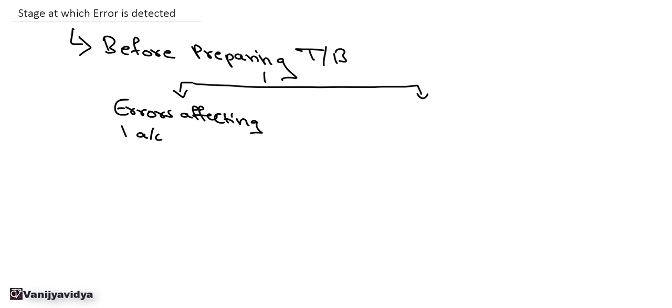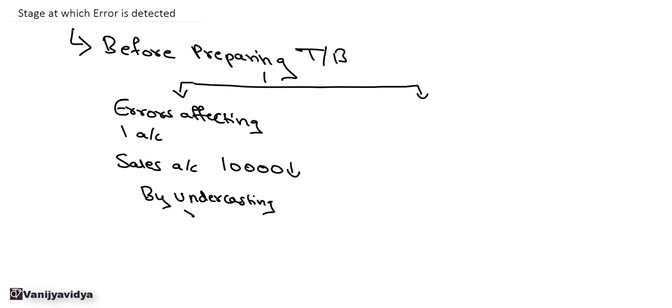For example, say your sales account was undercasted by 10,000. That is, there was some totaling error and because of which your sales account is showing 10,000 less. So on the credit side of the sales account we can post this by recasting, rectified, and 10,000 will come on the credit side of the sales account.